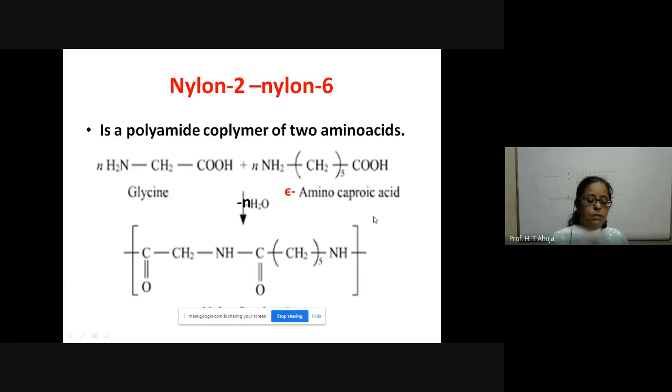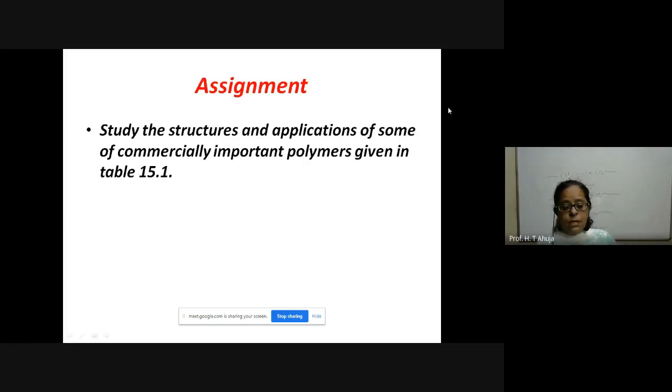So this is what we have discussed about all the polymers, and this is the end of our lesson. I have tried to complete everything, but there is one topic for your assignment. Study the structures and applications of some of the commercially important polymers which are given in your textbook, table number 15.1. I just want you to go through it and make a tutorial of this so that it will be easy for you to understand. Clear?